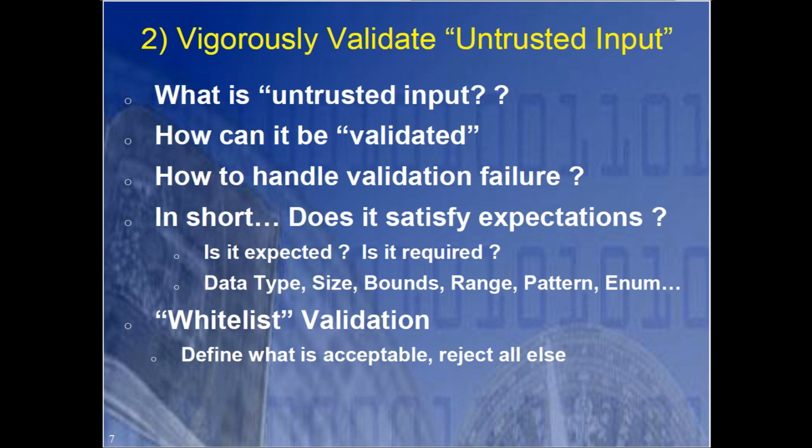Down the bottom, last bullet, whitelist validation. What this means is that when we talk about validation, we define what's acceptable and we reject everything else. This is in contrast to blacklist validation, in which we define what we don't want. The reason why whitelist validation is superior to blacklist validation is it's much easier to define what you want rather than to continually evolve a definition of what you don't want.